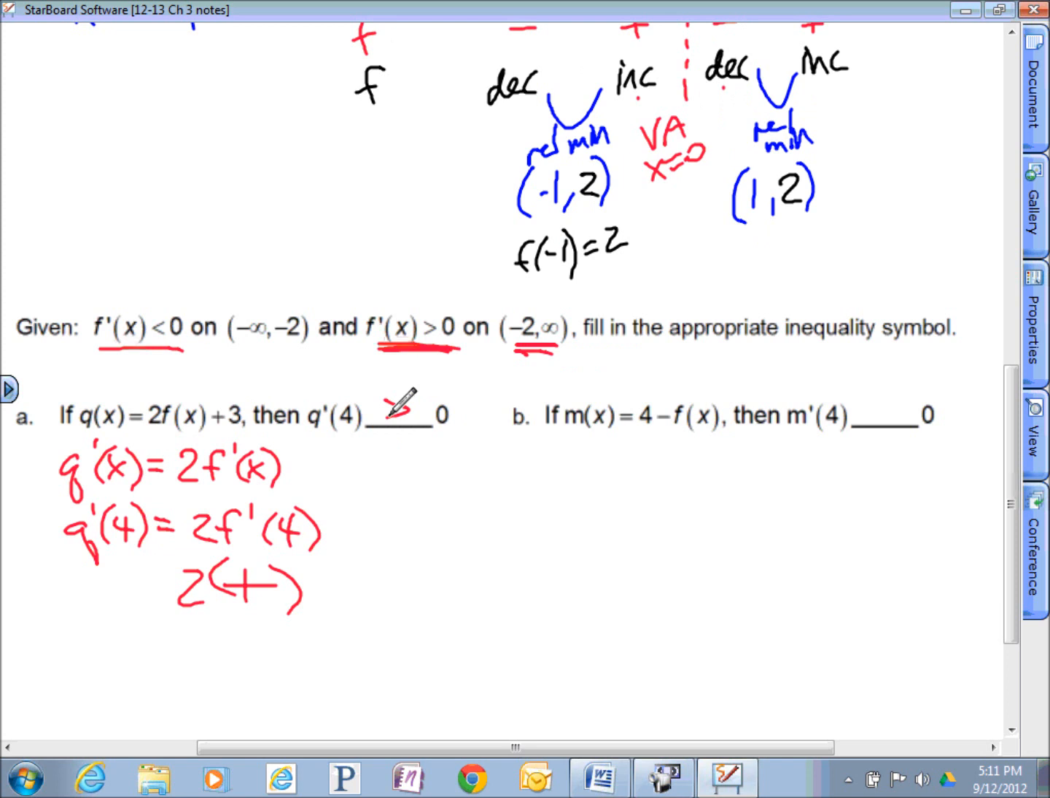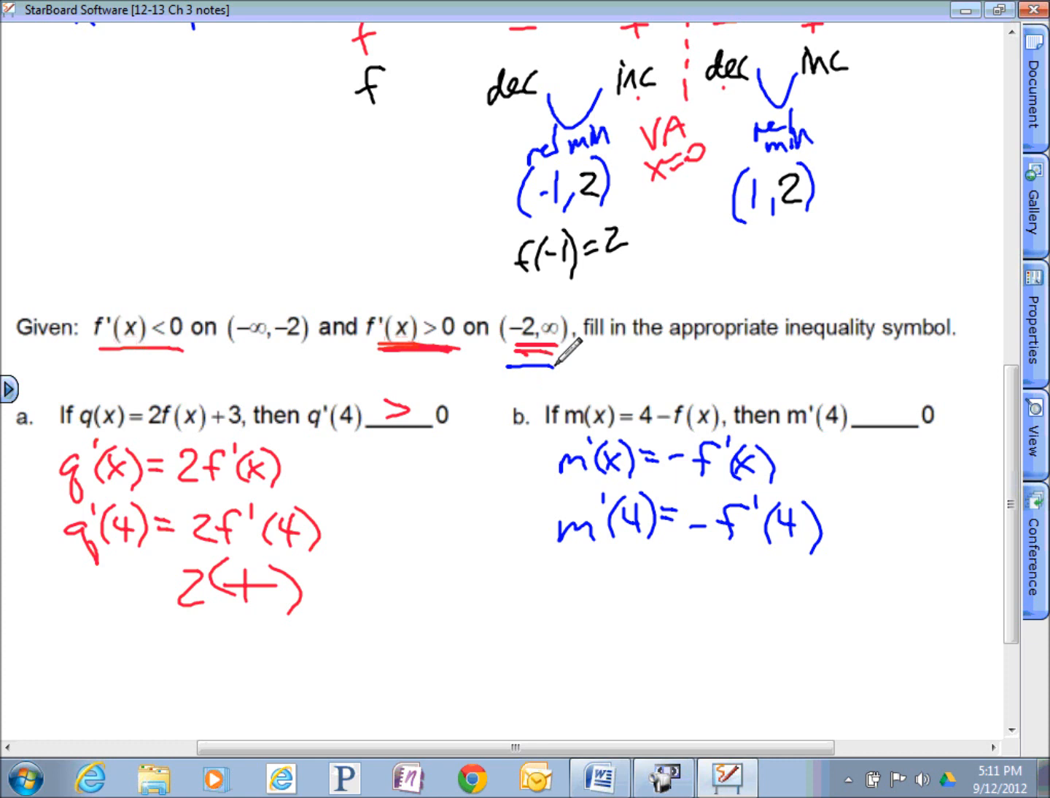m of x, if I do the same thing, m of x is 4 minus f of x. m prime of x, then, let's see, derivative of 4 is 0. Derivative of negative f of x would be negative f prime of x. So m prime of 4 would be negative f prime of 4. So let's go to the right interval. So we're looking for 4. It looks like we're looking in this interval again.